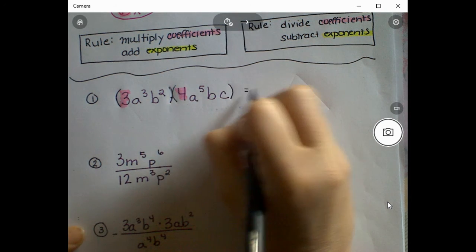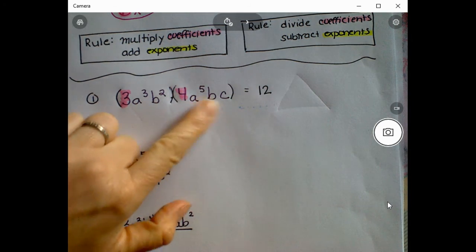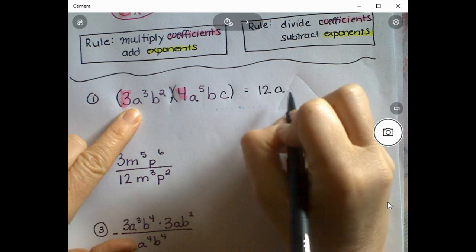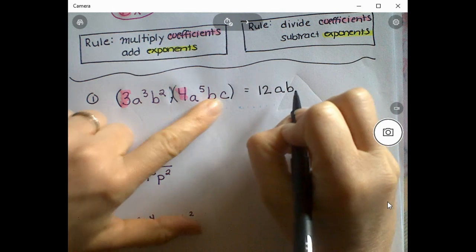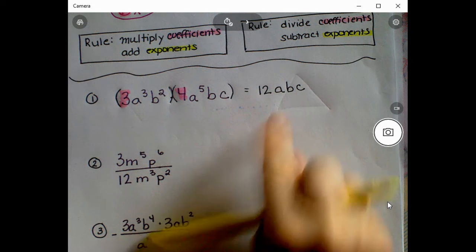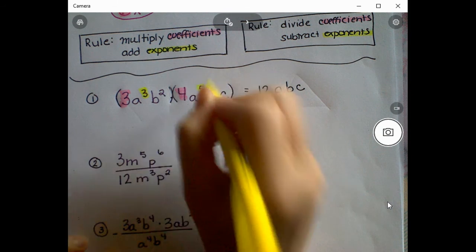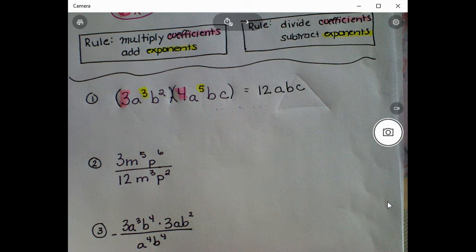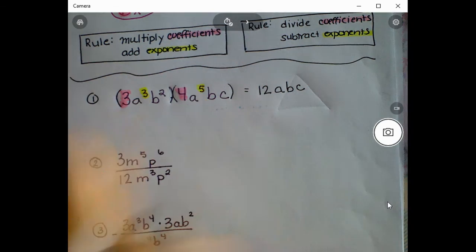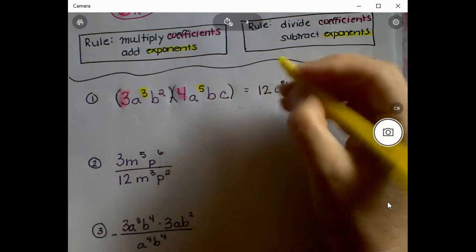3 times 4 is 12. Okay? And then we have 3 variables. So what I like to do is say, all right, we're going to have some A's, some B's, and some C's. Know that we're going to have those in our answer. And now we're going to look at the exponents. So for our A, we're going to look at the exponents of the variable A. When you multiply, you add exponents. So 3 plus 5 is 8. So the new exponent for the A is 8.